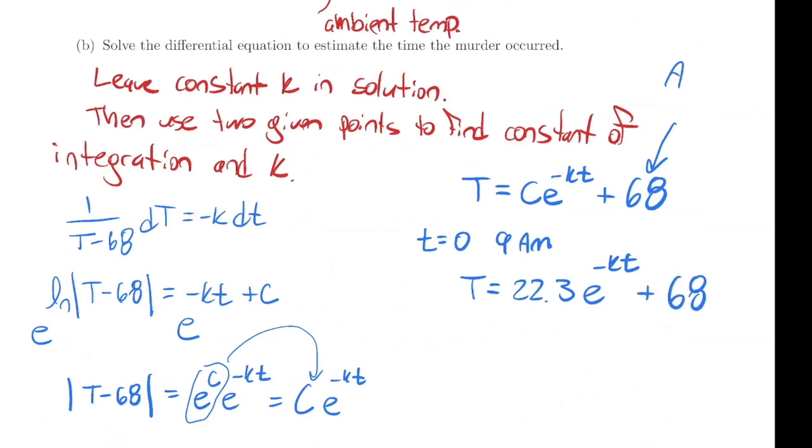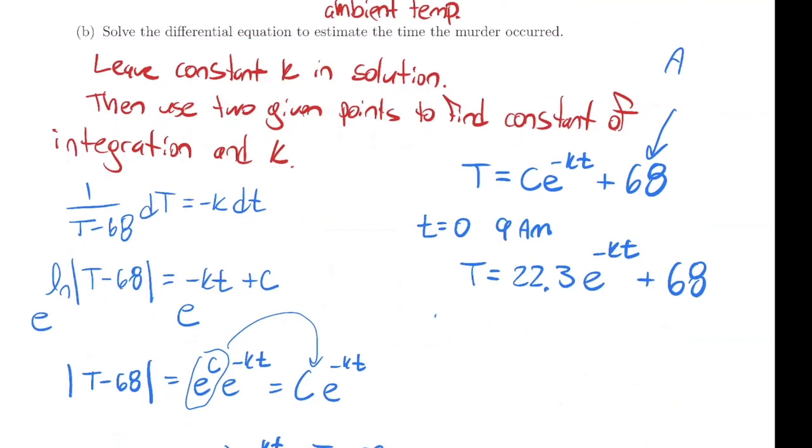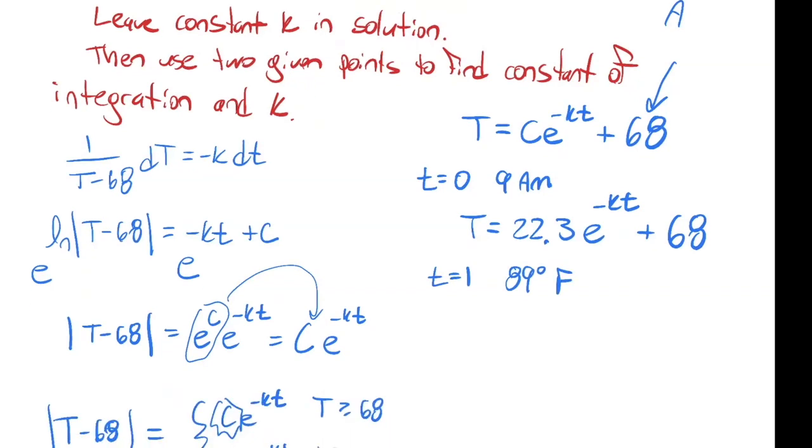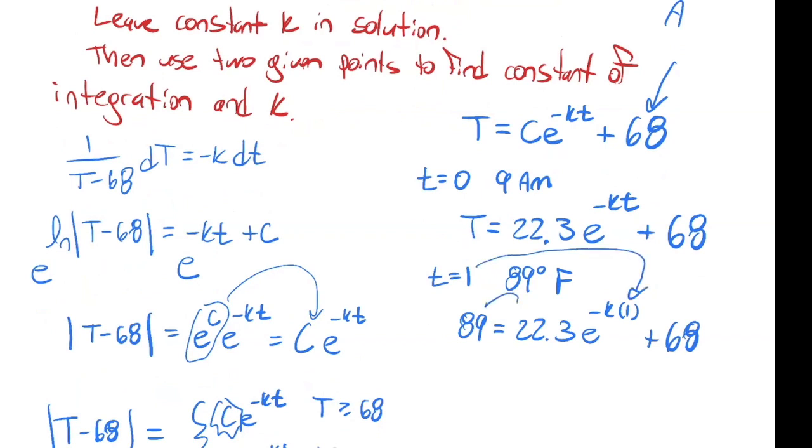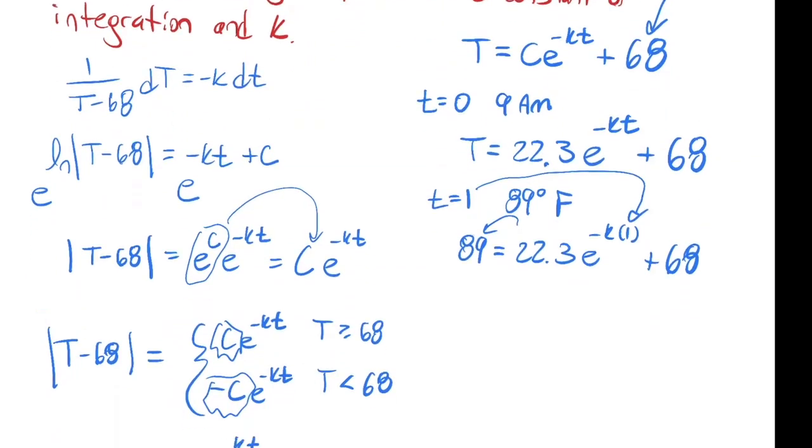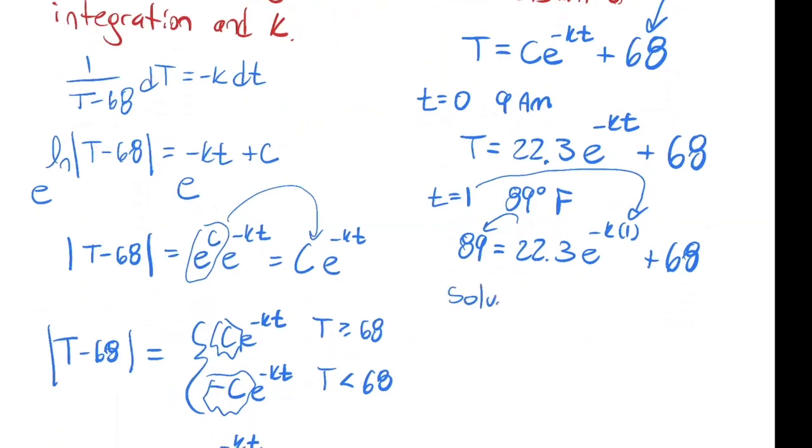So using the initial condition, we solve for that arbitrary constant C. And then we can use the fact that 1 hour later, the temperature was 89 degrees Fahrenheit. Plug in 1 for lowercase t, plug in 89 for capital T, and you can use that to solve for K. And I got approximately 0.06.